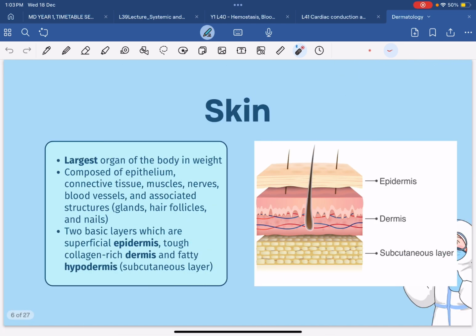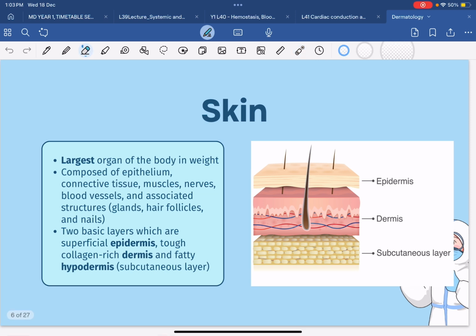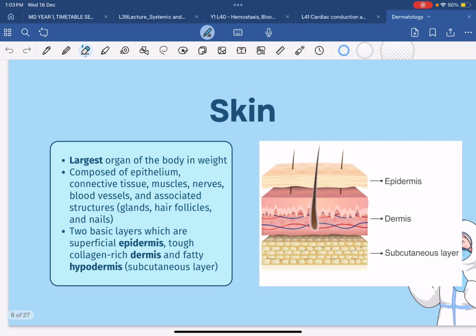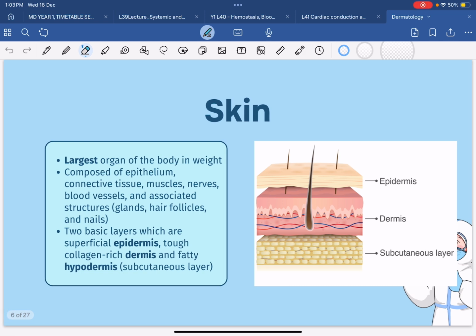Next I'll discuss the anatomy of the skin. Skin is the largest organ in our body and is composed of epithelium, connective tissue, muscle cells, nerves, blood vessels, and associated structures, which are glands, hair follicles, and nails. It consists of two basic layers, the superficial epidermis and the tough collagen-rich dermis, and there's another special layer, the fatty hypodermis. From the picture, the first layer is the epidermis, the middle layer is the dermis, and the last layer is the subcutaneous layer, which is the hypodermis.